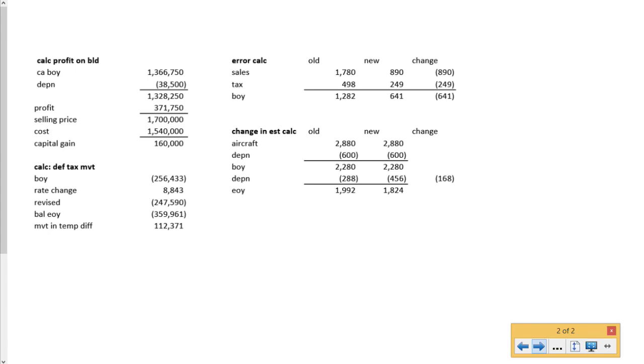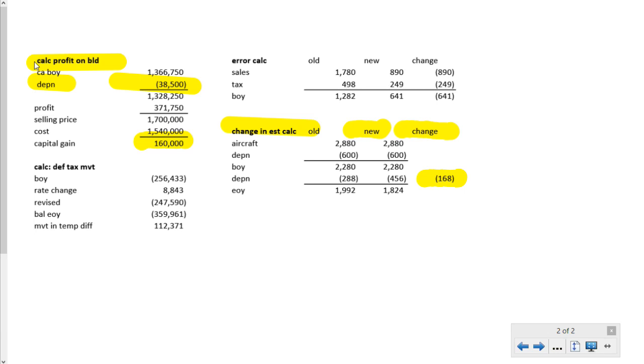You had to do a couple of calcs. You had to do the calc on the profit on the building. You had to depreciate it for the year. That depreciation would have gone in your tax calc and in your tax recon, because SARS doesn't allow it, so it's a temporary, a permanent difference, an exempt difference. You had to work out this capital gain. You also had to do this change in estimate calc, yeah, the old new change calc.